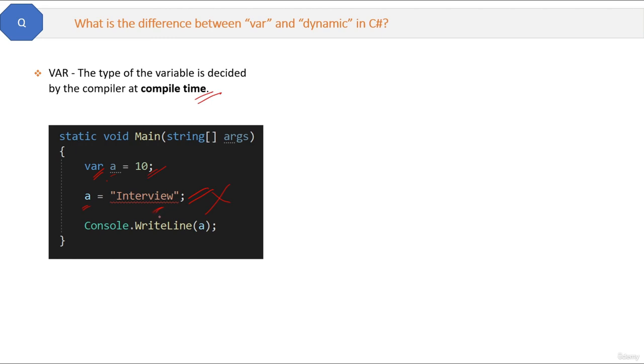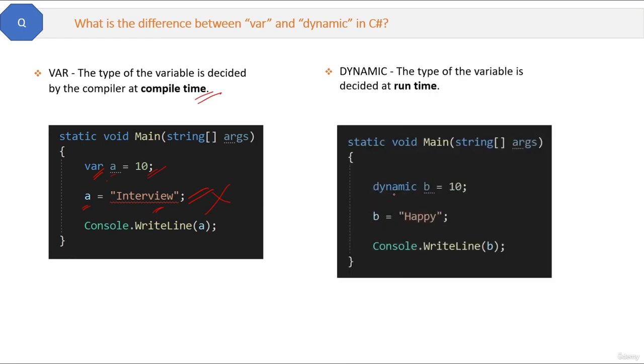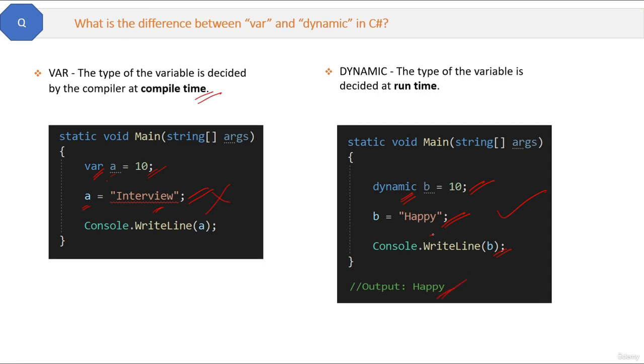Now let's see dynamic. If you declare a variable as dynamic, then the type of the variable is decided at runtime, not compile time. See the same code here, just var is replaced by the dynamic keyword. Here you first assign b an integer value 10, then you assign b a string value happy. When you build it, no compile or build error will come, and when you run this program, you will get the b value happy as the output, because in case of dynamic, the type of the variable is decided at runtime.